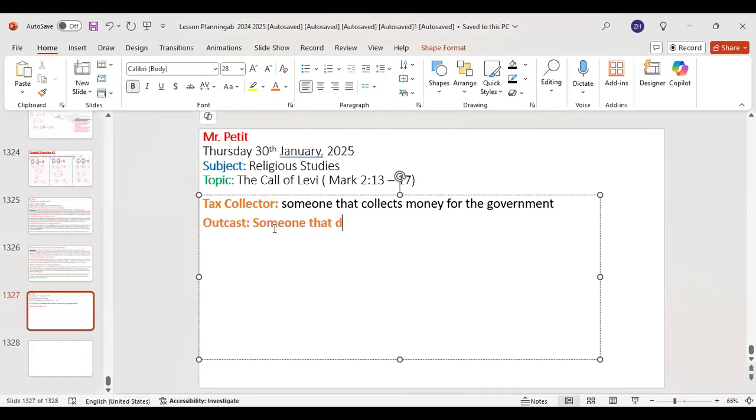So an outcast is someone that is ostracized, or someone that is held in low esteem, and separated from a group of people. What do I mean by outcast?